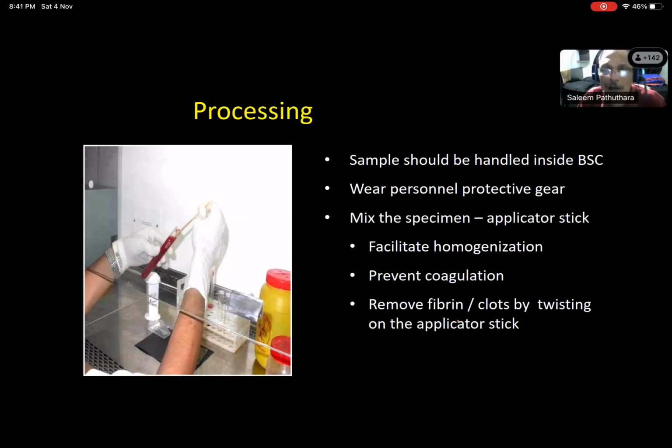Once the sample reaches the laboratory, it has to be mixed thoroughly or homogenized using an applicator stick. You can see here we are using an applicator stick and mixing the sample, and this will prevent coagulation and remove the fibrin clots by twisting the fibrin on the applicator stick.